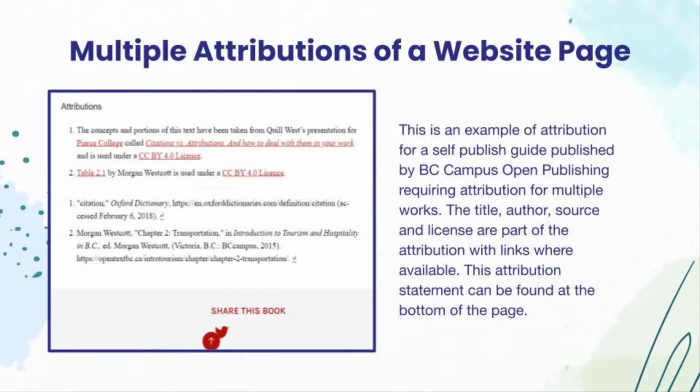This is an example of attribution for a self-published guide published by BC Campus Open Publishing requiring attribution for multiple works. The title, author, source, and license are part of the attribution with links where available. This attribution statement can be found at the bottom of the page.